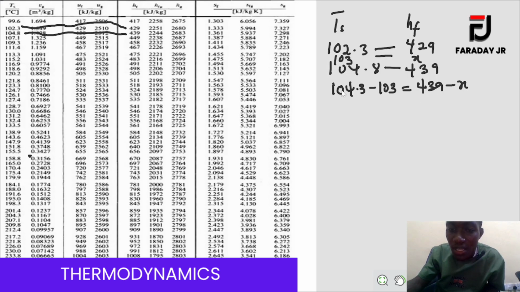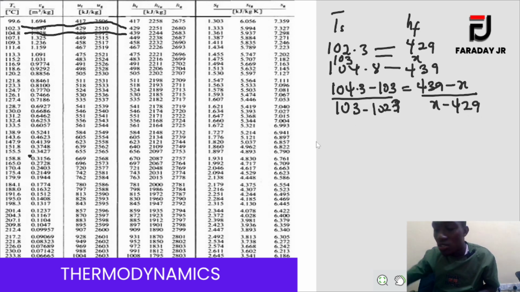After you are done subtracting this from this, then you divide it. Then subtract these two again. So I'm going to subtract 103 minus 102.3. And the same thing, subtract this from this, so this is going to be x minus 429. So let's subtract this one: 104.3 minus 103.